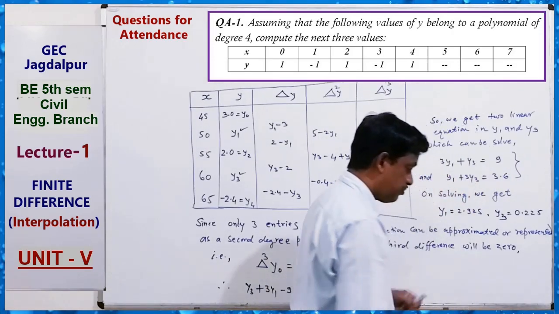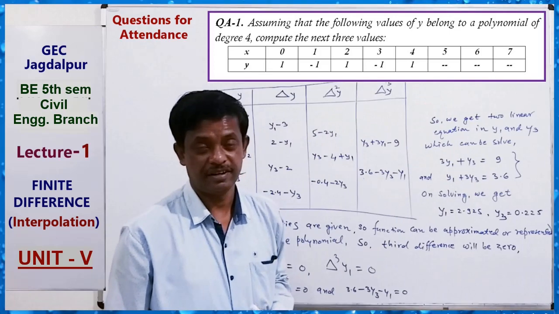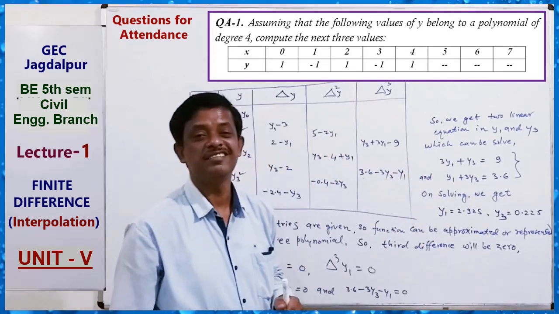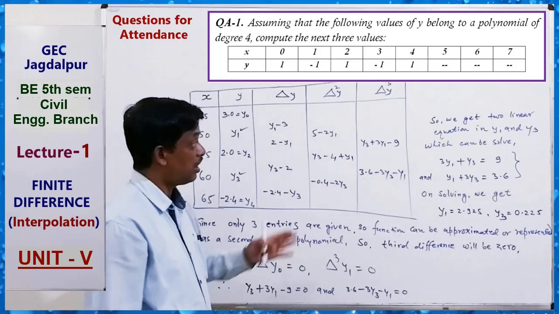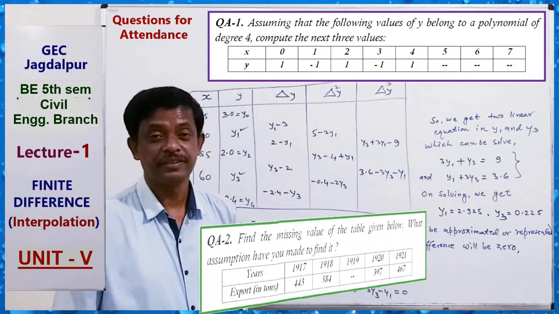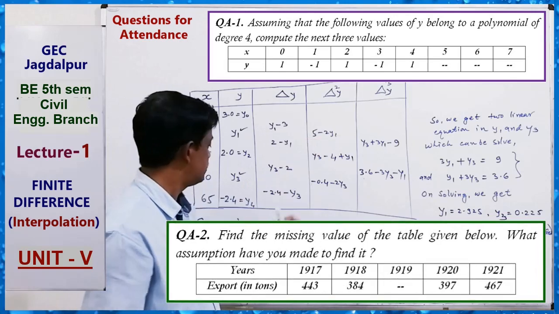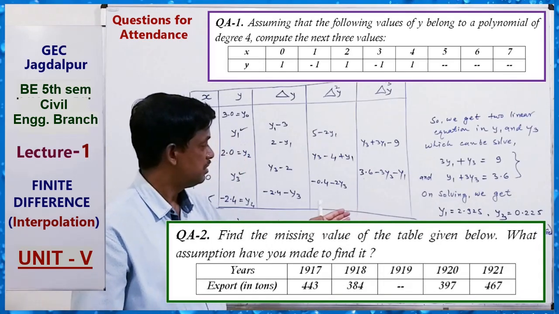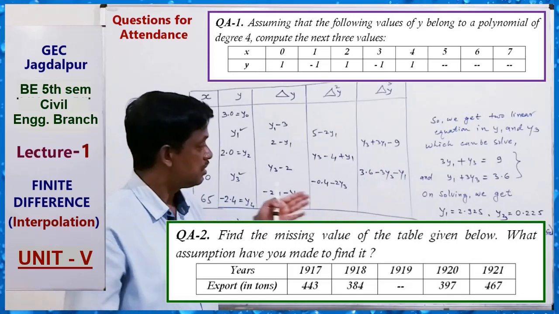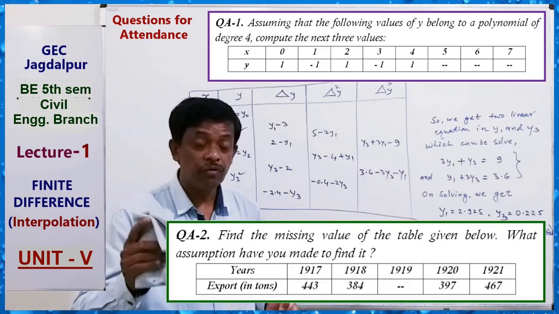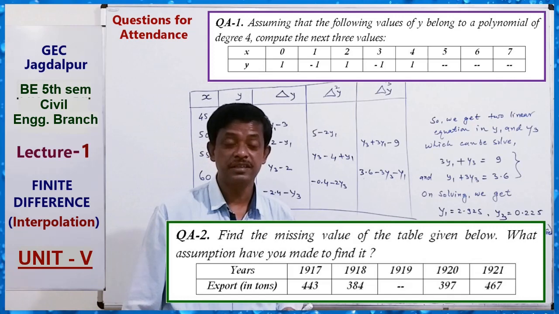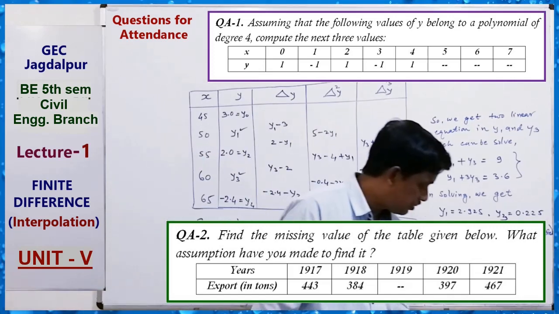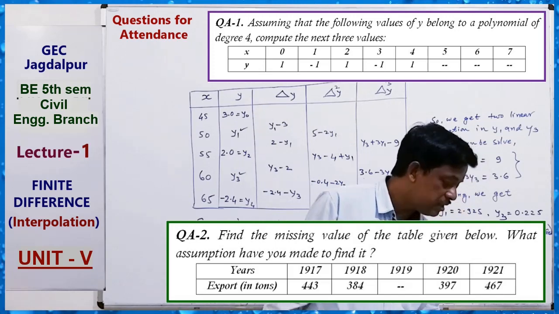Here, just 5 entries are given, and the remaining 3 entries are missing. So 5 entries are given means what? Since only 5 entries are given, we can approximate the function as a 4th degree polynomial. That is, 5th differences will be 0.